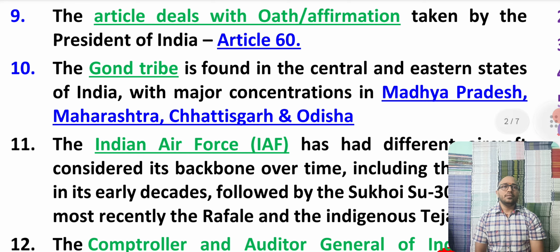Article 60 deals with the oath and affirmation taken by the President of India. They are asking about articles also. You have to be smart enough in understanding the articles.